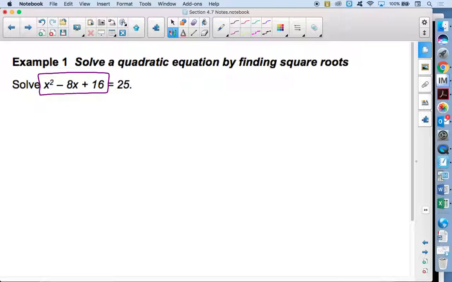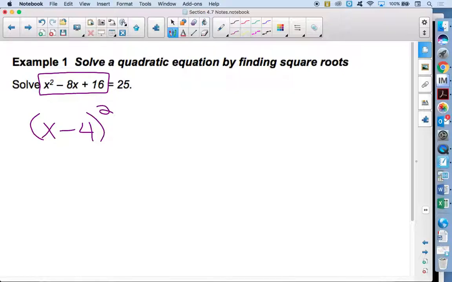Sam, how could we factor the left side of the equation? X minus 4. It would be x minus 4 squared. So the left side of the equation factors as x minus 4 squared. If you notice there's something special about a piece of the equation, you're allowed to factor that. You don't always have to have it set equal to 0.